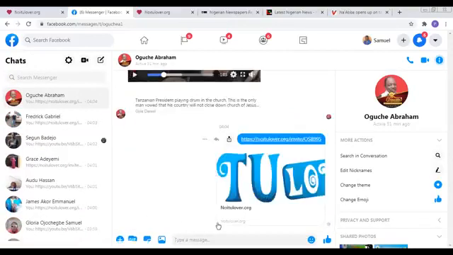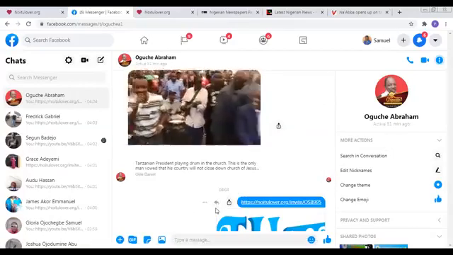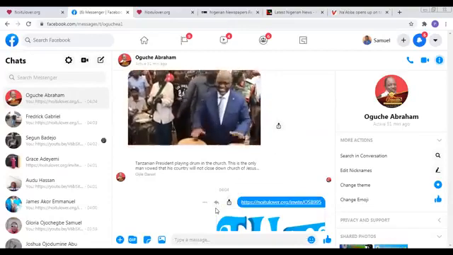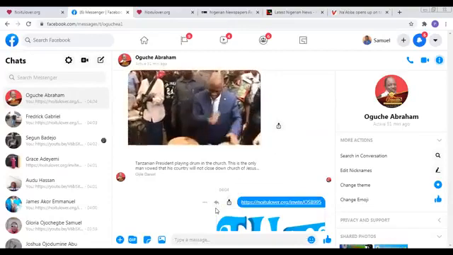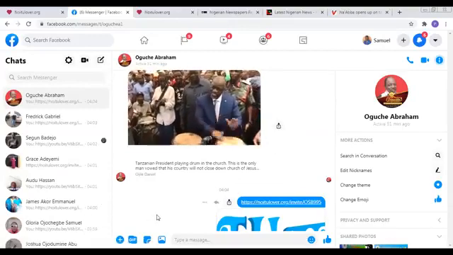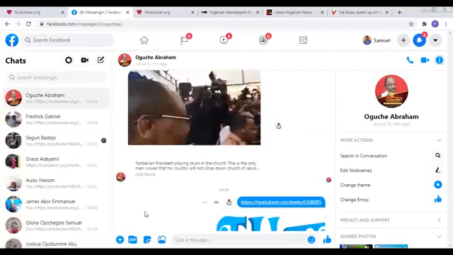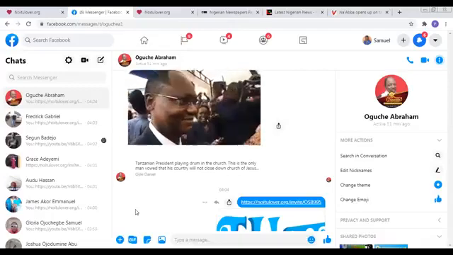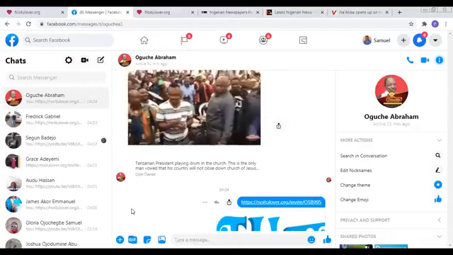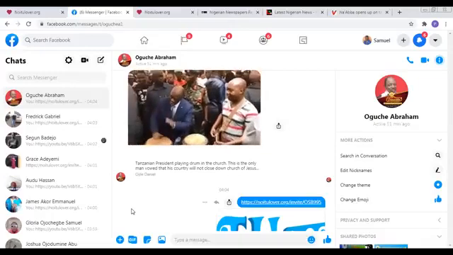That is the Tanzanian president there playing drum in church. I like that. The president of Tanzania took over the drum and was playing. That is amazing. This is what this world needs. Enough of tyranny. We look forward to a time like this when a president of a country can even move around on the street without carrying arms.